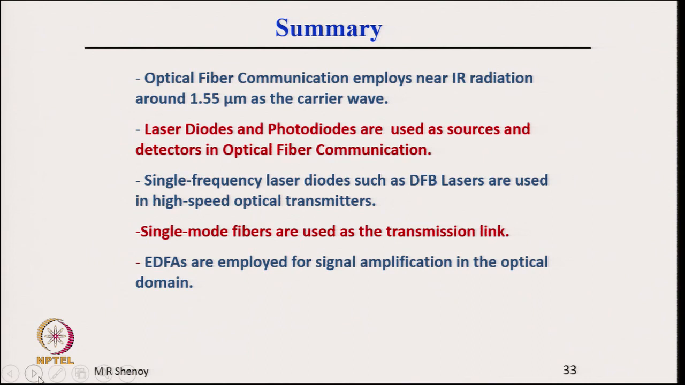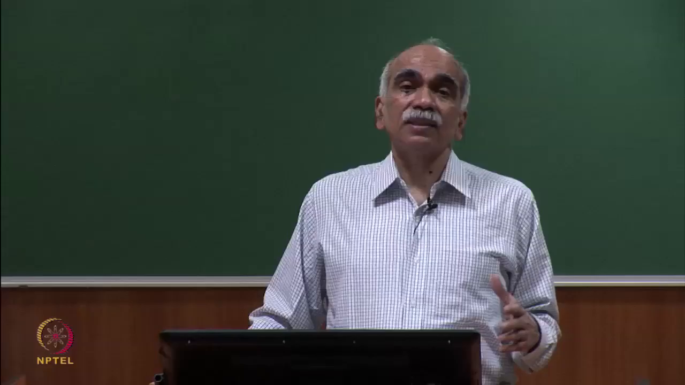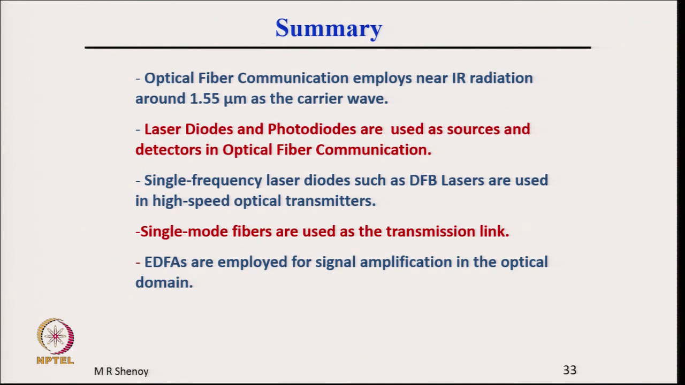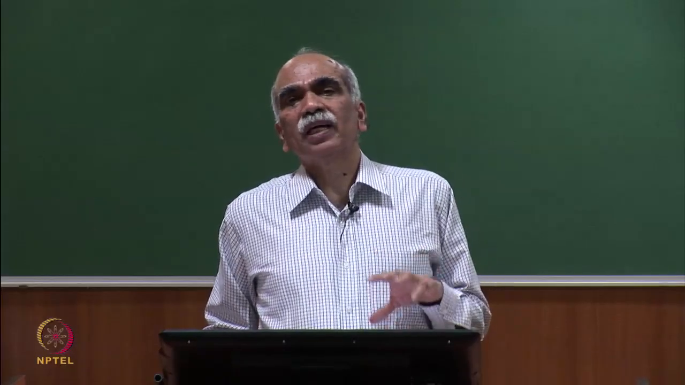All right, we summarize what we have discussed. Optical fiber communication employs near IR radiation, because as we discussed, it is in the 1550 nanometer window, which is near infrared. So, IR radiation around 1550 nanometer or 1.55 micrometer is the carrier wave. Laser diodes and photodiodes are used as sources and detectors in optical fiber communication. Single frequency laser diodes such as DFB lasers, which we discussed in the last lecture, are used in high speed optical transmitters. Single mode fibers are used as the transmission link, and EDFAs are employed for signal amplification in the optical domain. So, this is the summary of optical fiber communication.